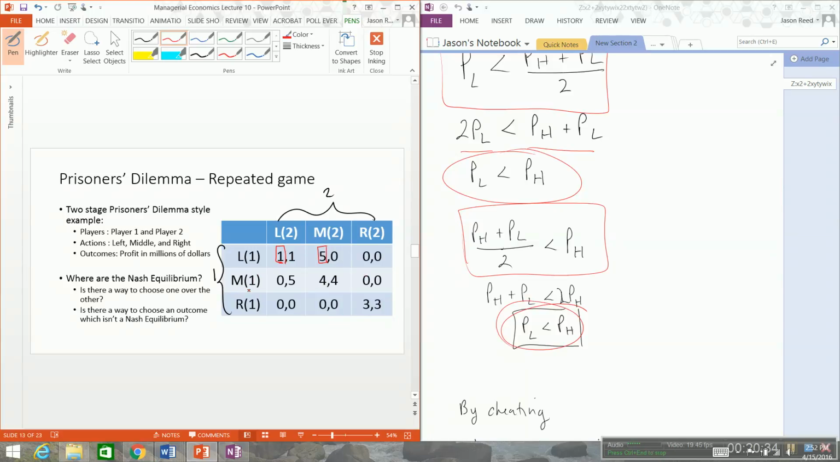And if player 1 believes that player 2 is going to choose right, then I'm going to choose right because I believe that this $3 million is better than nothing if I were to choose middle or left. Now we have to do player 2.